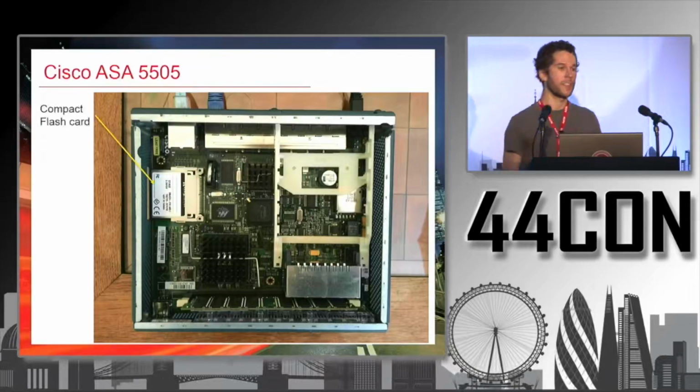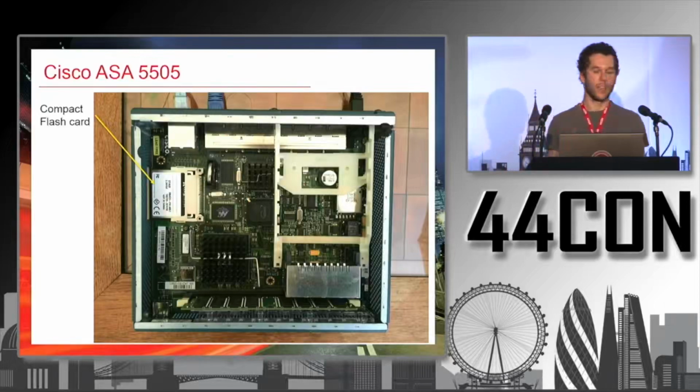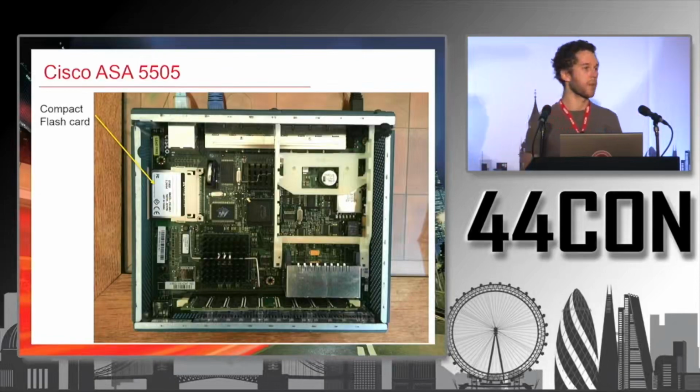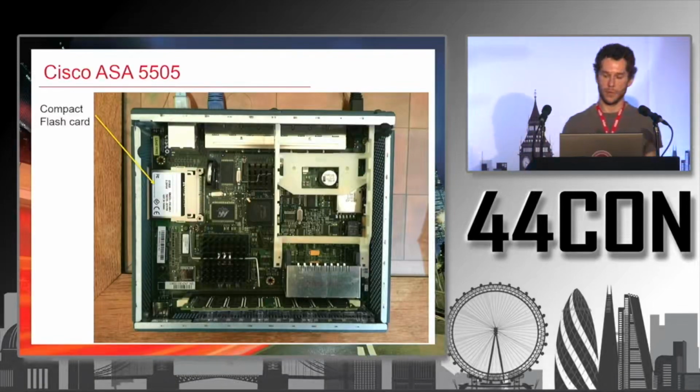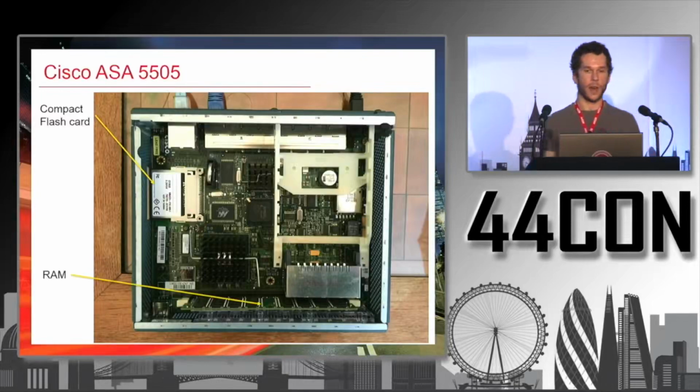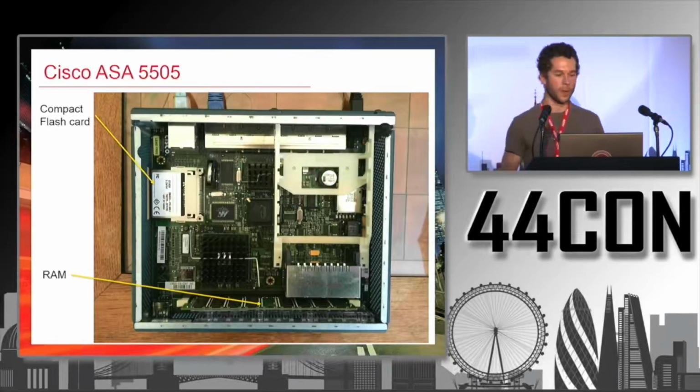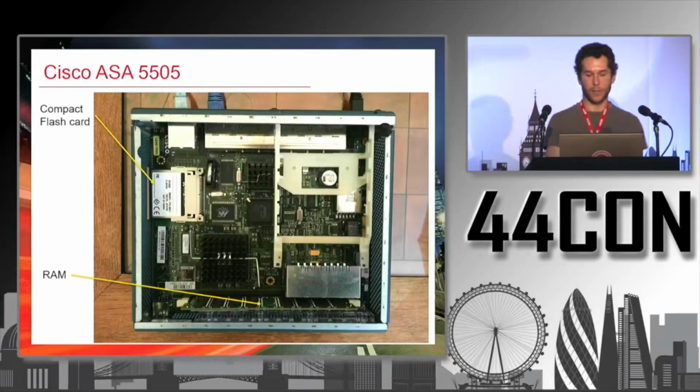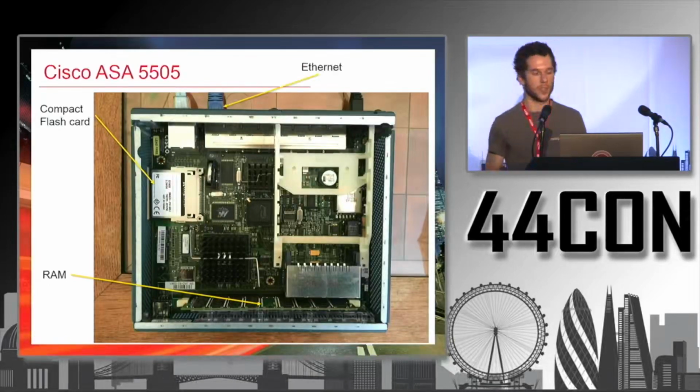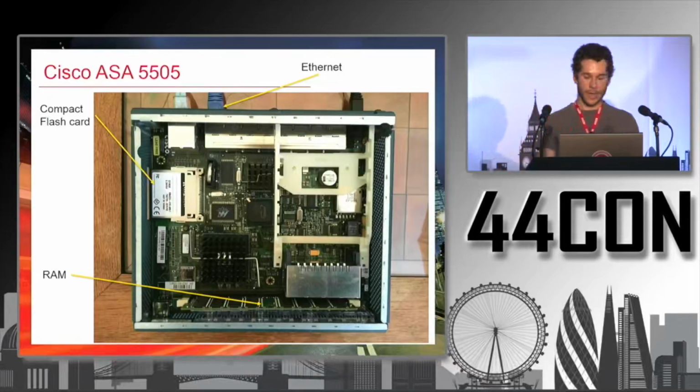And basically, you have a CF card, a compact flash card, which contains the firmware. So it's a FAT file system containing files, and one of them is the firmware. You have some RAM, so if you want to get more RAM or improve it, you can. It contains several Ethernet ports, obviously, because it's a router firewall. And it also contains a serial port.